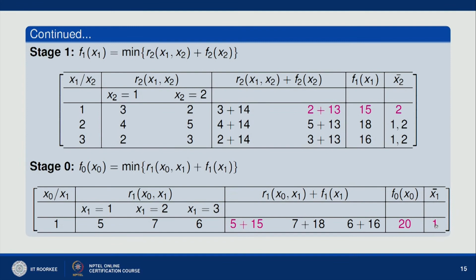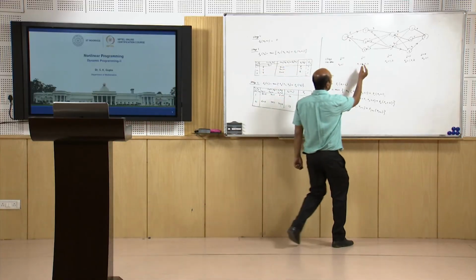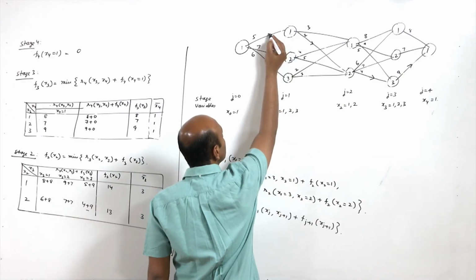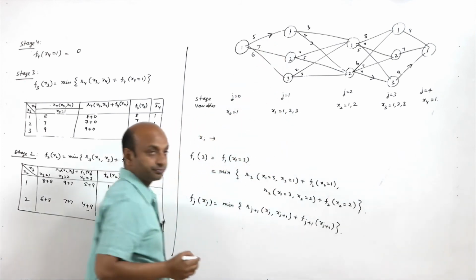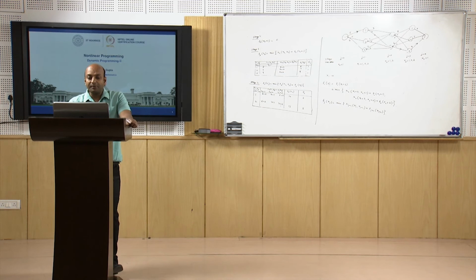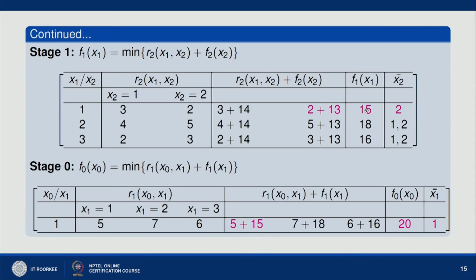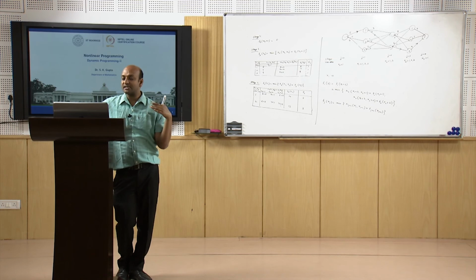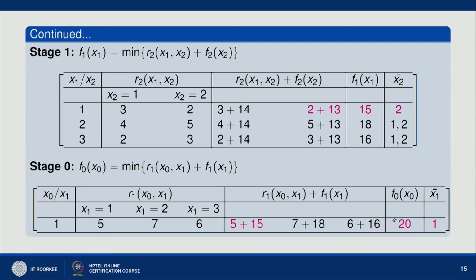So x1 equal to 1 means this node. So this to this path is obtained at 15, and 15 we are getting from this point, that is x2 equal to 2. Now the minimum distance is 20, we are obtaining from here.